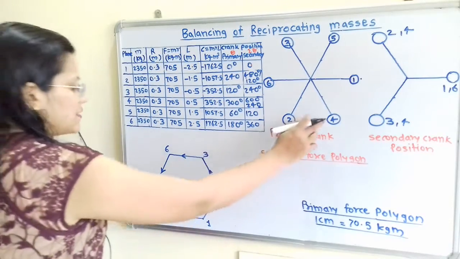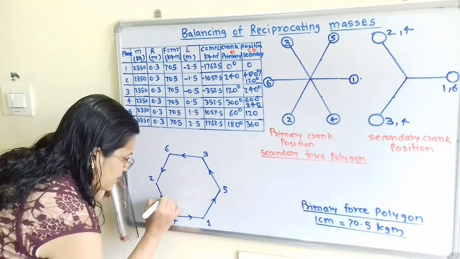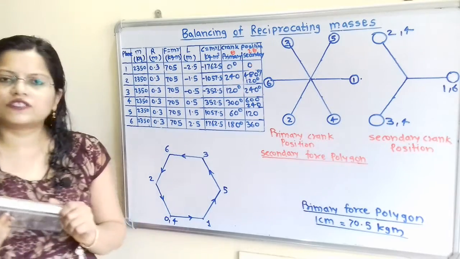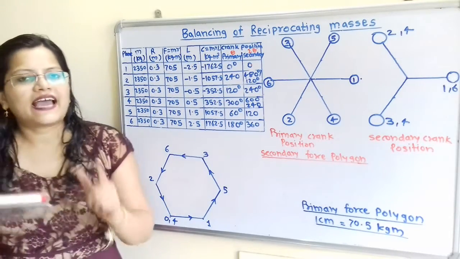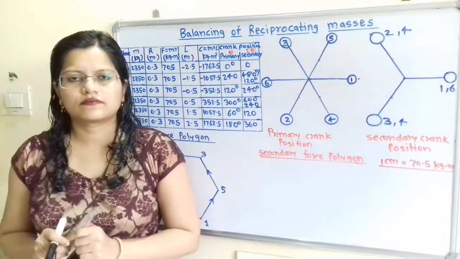And here the next number will be 4. So we will take here a 4 and we will complete. Now if we observe, this primary force polygon is closed, that means there is no unbalanced force.